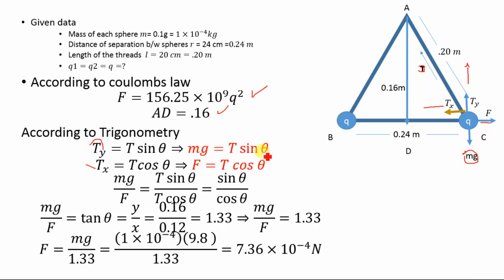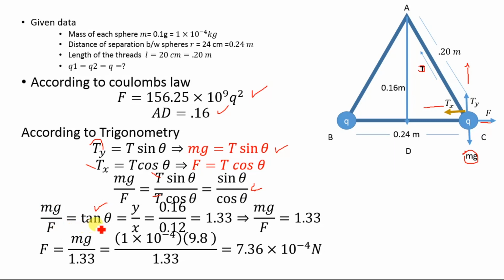Now dividing equation number 1 by equation number 2, we will have mg divided by F is equal to T sine theta divided by T cos theta. This tension T will cancel with this T, and we will have mg divided by F is equal to sine theta divided by cos theta. And we know that sine theta divided by cos theta is equal to tangent theta. So we have mg divided by F is equal to tangent theta.